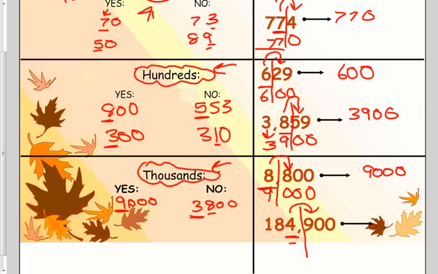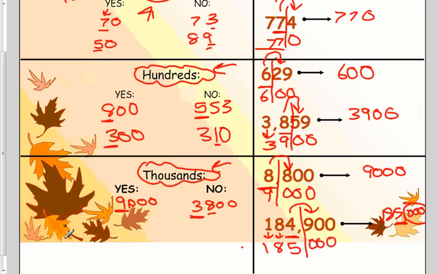Next step, everything after the fence becomes a 0, and then everything to the left, you just drop it down. Stays the same. So our final answer is going to be 185,000. Let's double check. Do we have a number in the thousands place? Yes. Is everything after the thousands place a 0? Yes. So it follows our rules.